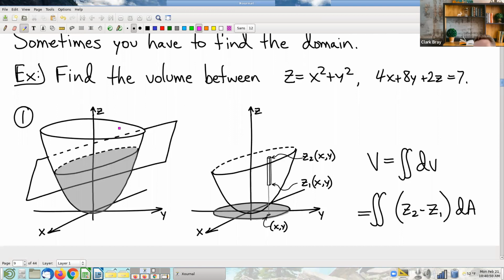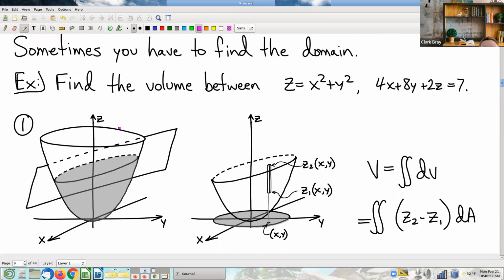All right. Sometimes the domain is not given. Sometimes you have to actually do a little bit of work to figure out what the domain even is. So, in particular, I suppose I want to find the amount of volume that is between two given surfaces, and you can plot those surfaces, and here's the volume that's in between. And how am I going to compute that volume?